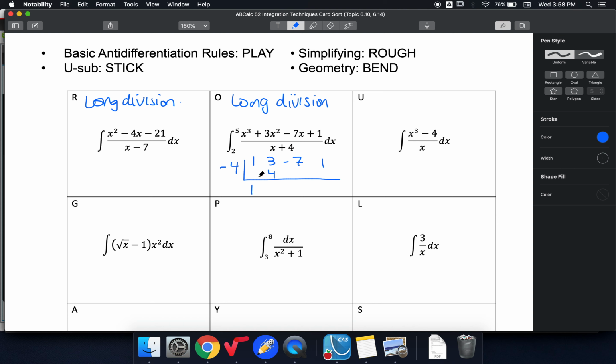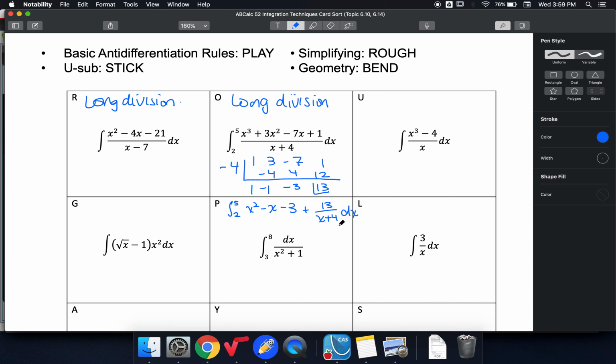-4, I got that from multiplying. Add it up, I get -1. Multiply, I get a +4, leads me to a -3. Multiply, I get 12. This is my remainder of 13. So what this says is that this bit becomes my quotient. I can put my remainder over my divisor. So in the end, I'd have the integral from 2 to 5 of x squared minus x minus 3, plus 13 over x plus 4 dx.